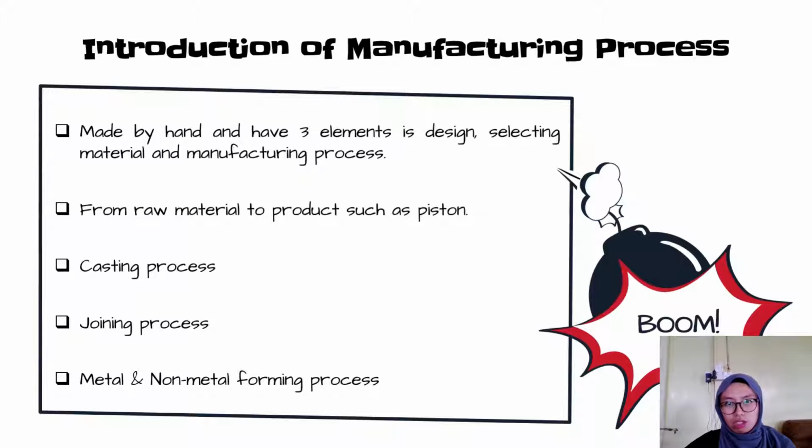This is the introduction of manufacturing process. Manufacturing processes are made by hand and have three elements, the main ones being design, selecting material and manufacturing process. This process goes from raw material to product, such as a piston. So today, me and Faqrul Radzi would like to present about casting process, joining process, metal and non-metal forming process of a piston.